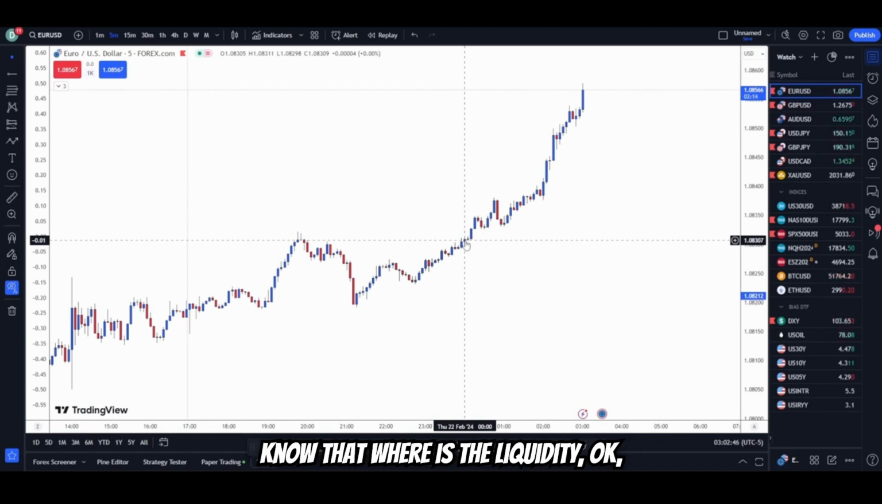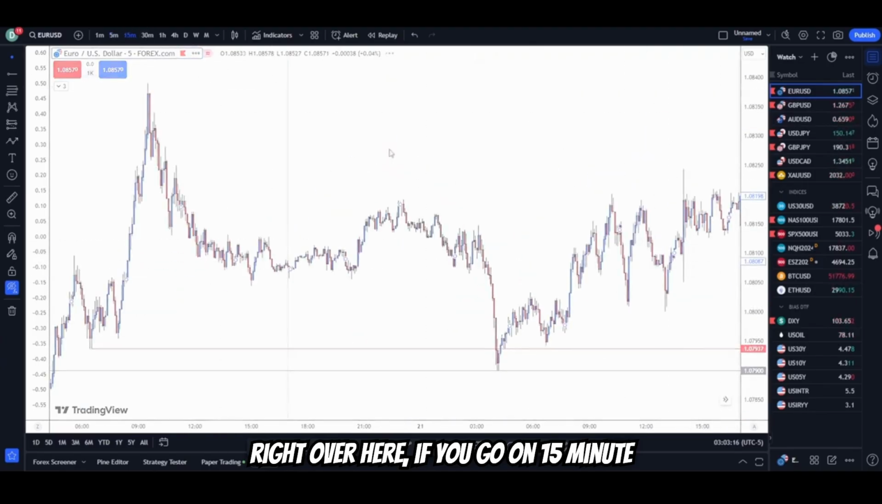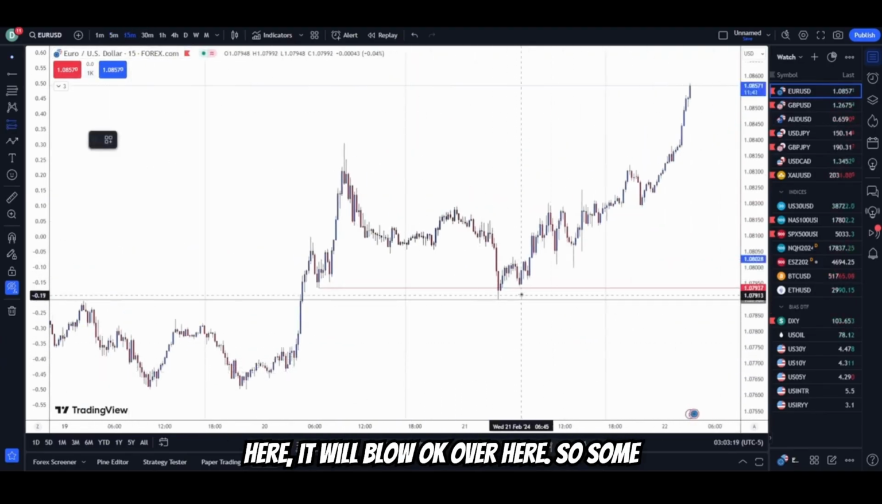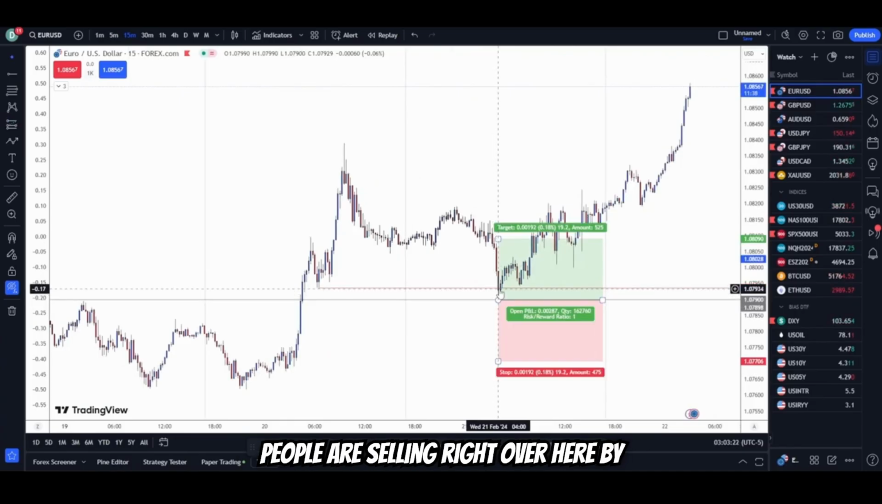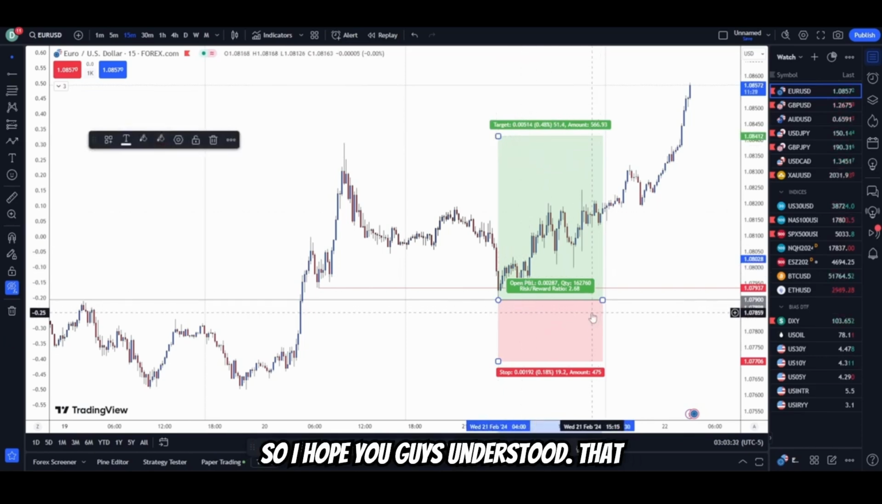And if you can know where the liquidity is, you will be a very good trader, because if you want to win, somebody in this world has to lose that trade. That's why liquidity plays like that. If you go on 15-minute time frame, if you are buying right over here, a little below, some people are selling right over here by seeing the breakout, and took their stop losses like this, and this is what happens. So I hope you guys understood what liquidity is.